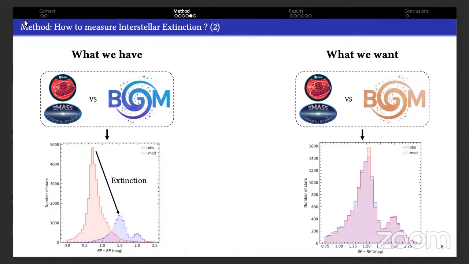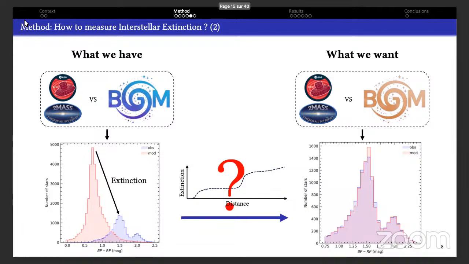So on one side, we have observation. On the other side, we have a model. We compare them using color histograms, and what we want is to find which extinction profile, applied to the BGM, allows us to have the color distributions of both observation and model be very similar.